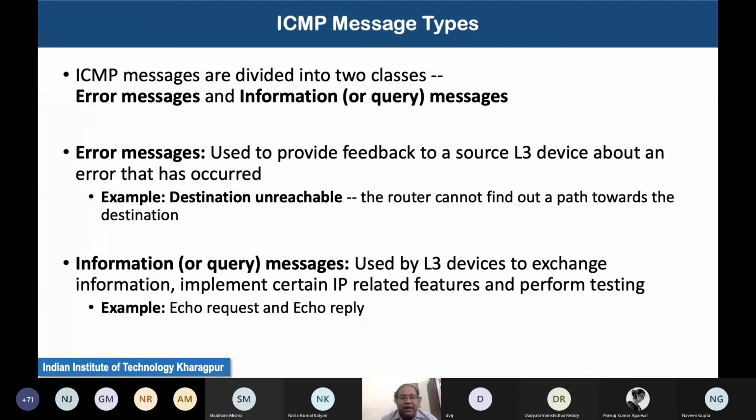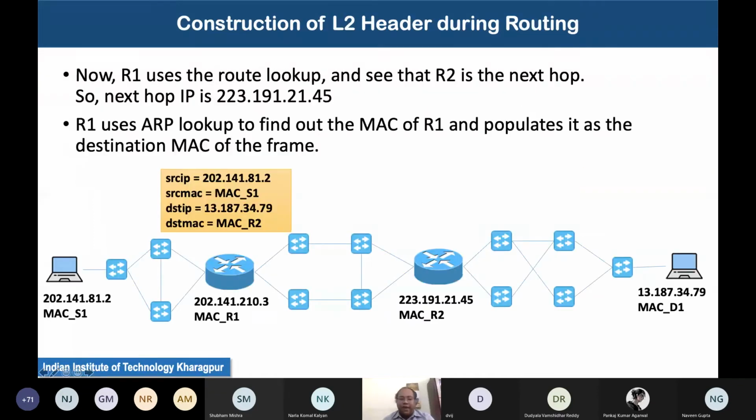For example, take the earlier diagram that I was mentioning. In this diagram, say 223.191.21.45 is down for some time, and 202.141.210.3 is trying to find the next hop and is not able to do so. Then it will send to the originator, that means 202.141.81.2, an ICMP destination unreachable message, saying that the destination you are targeting is unreachable. That is the purpose of the ICMP error messages.